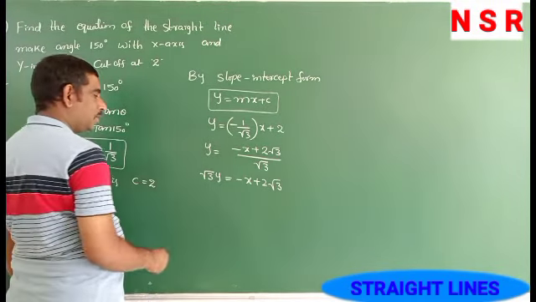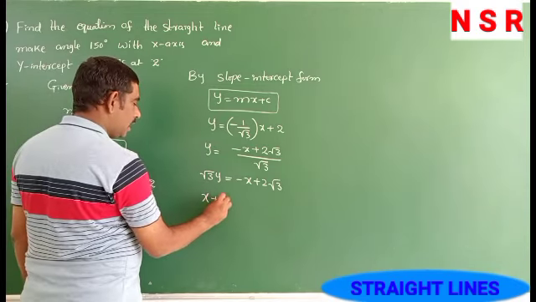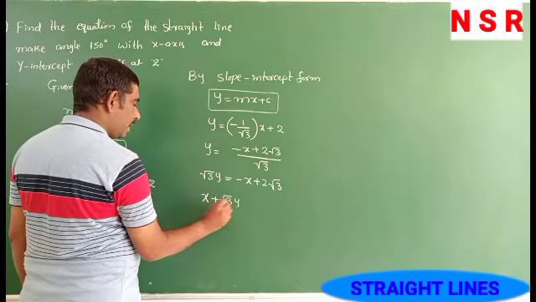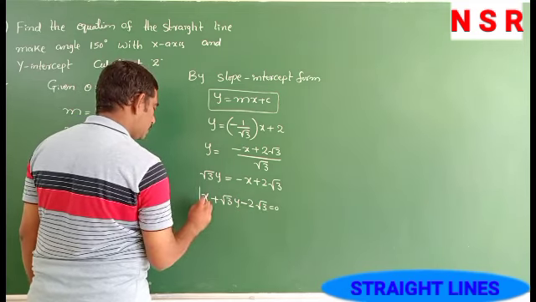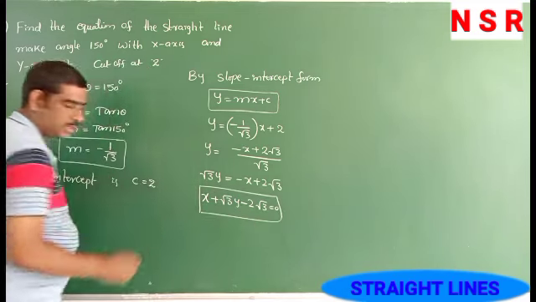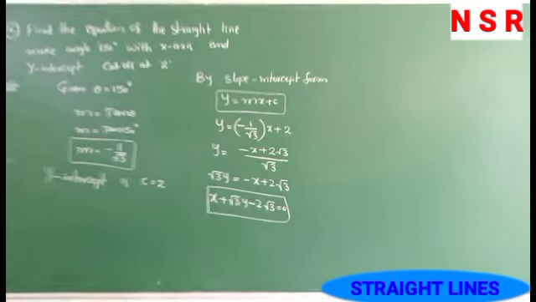So minus x and 2 root 3 move this side, we get minus x become plus x, and already here we have root 3y minus 2 root 3 equal to 0. So this is our straight line equation. If we have one angle and one intercept, the equation of straight line is x plus root 3y minus 2 root 3 equal to 0. So this is our question number 6.